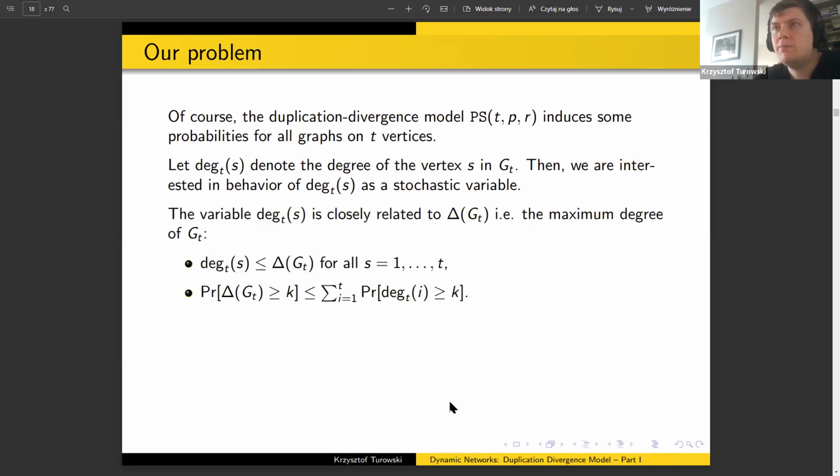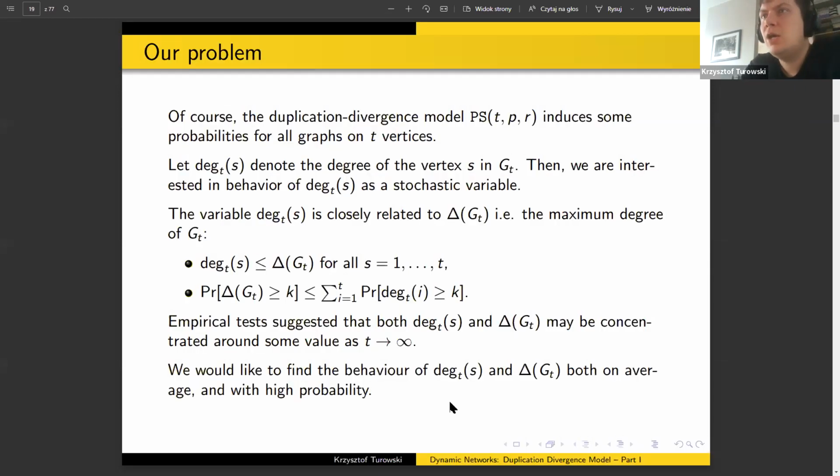Clearly, it will be needed later, but this variable is closely related to the maximum degree, for one, serving as a lower bound. And again, if we want to bound the probability that the maximum degree is greater than some fixed value k, then we can bound this probability by summing over all vertices whose degree is at least equal to k.